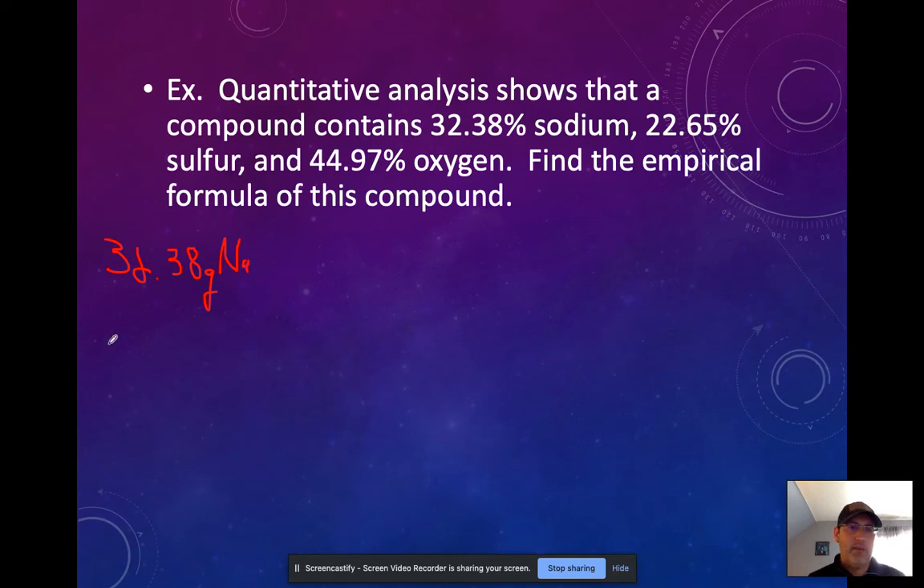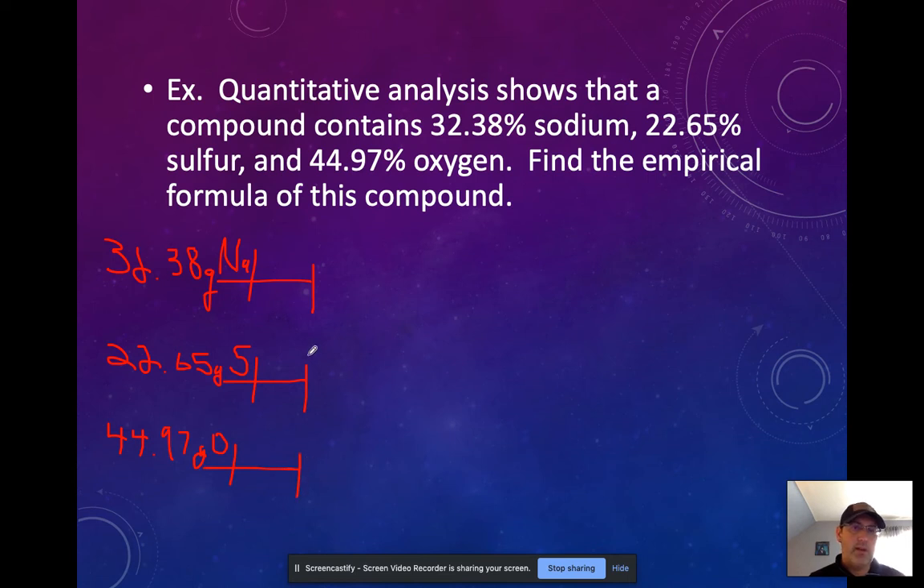Okay, next one, 22.65 grams of sulfur. And 44.97 grams of oxygen. Okay, so there's your three values, percent to grams. Now we just have to convert these all to moles.